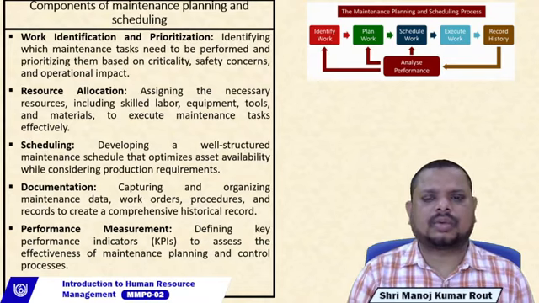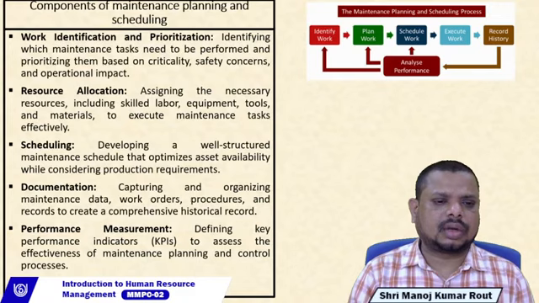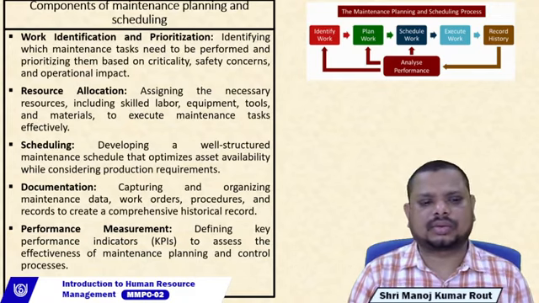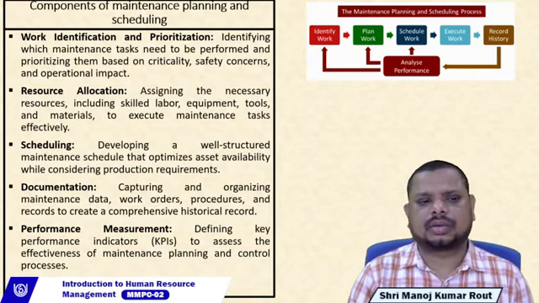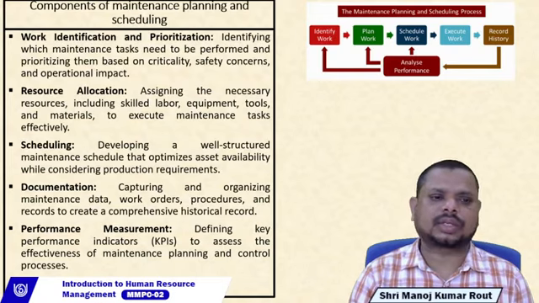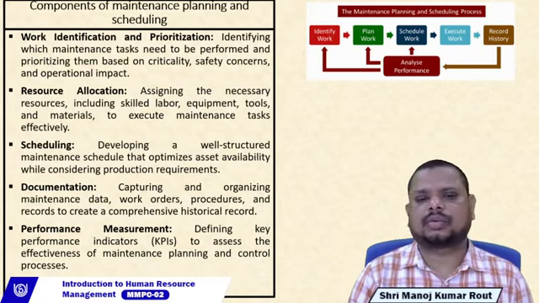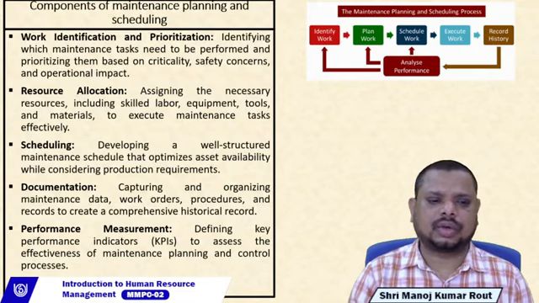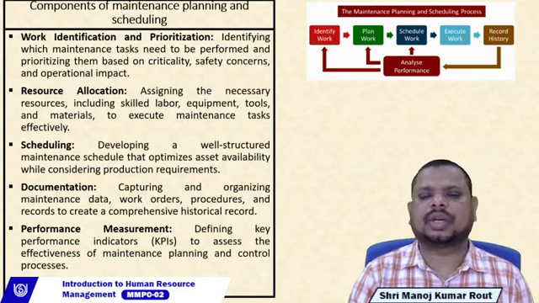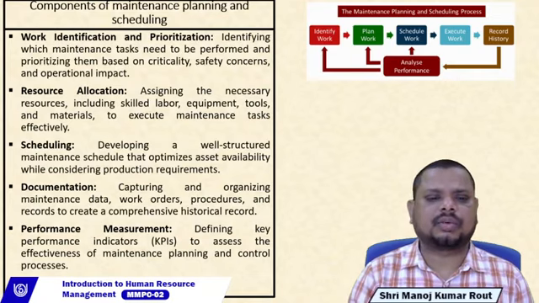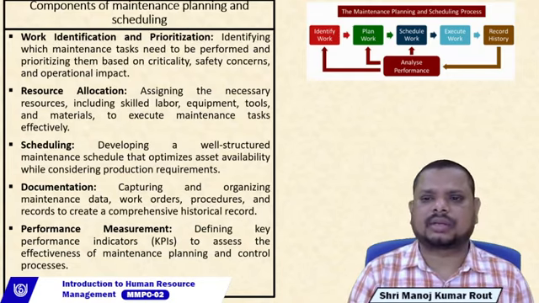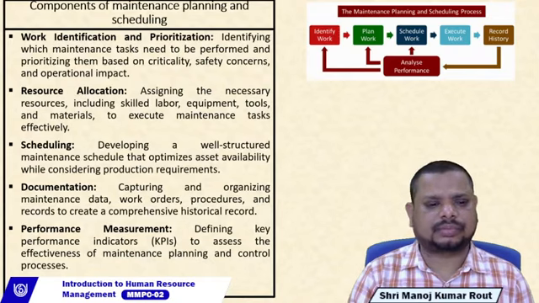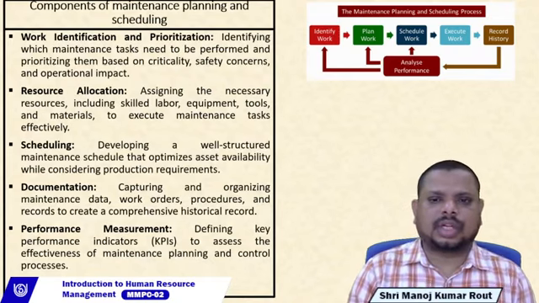The third component we have is known as scheduling. In scheduling, you develop a well-structured maintenance schedule that optimizes asset availability while considering the production requirements. This is not about the allocation of resources; you have to maintain a well-structured, concrete schedule so that you can easily optimize the availability of spare parts and skilled workers, as well as decrease the downtime in your maintenance planning and scheduling process.